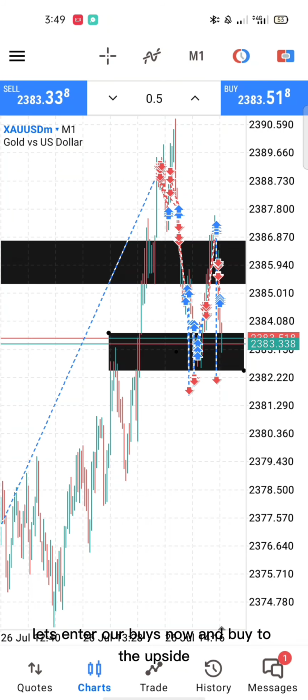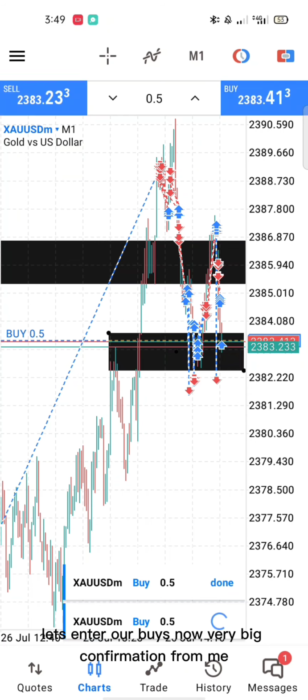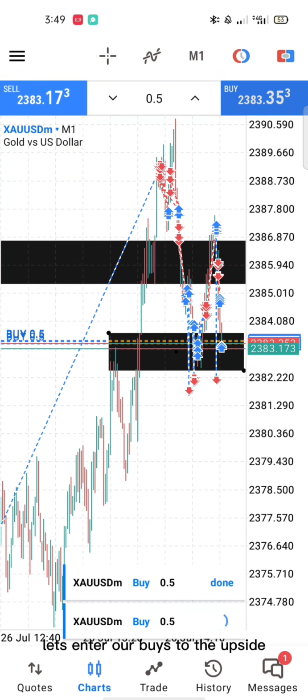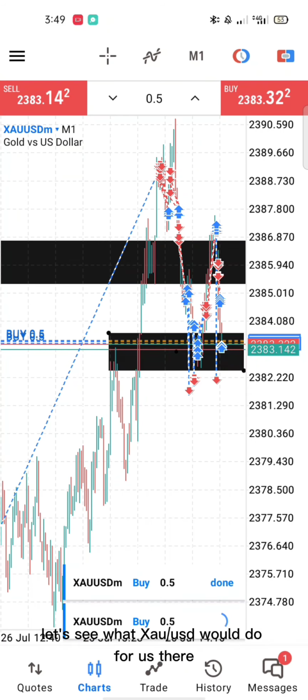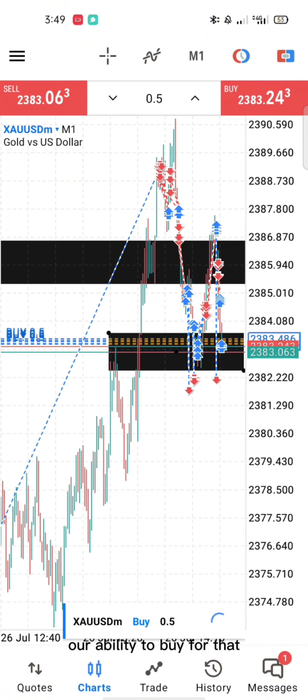And let's enter our buys now. Let's enter our buy to the upside. A very big confirmation buy for me. Let's enter our buys to the upside. Let's see what XUSD will do for us there. Let's enter our buys. I'm expecting it to buy further and give us huge profit.